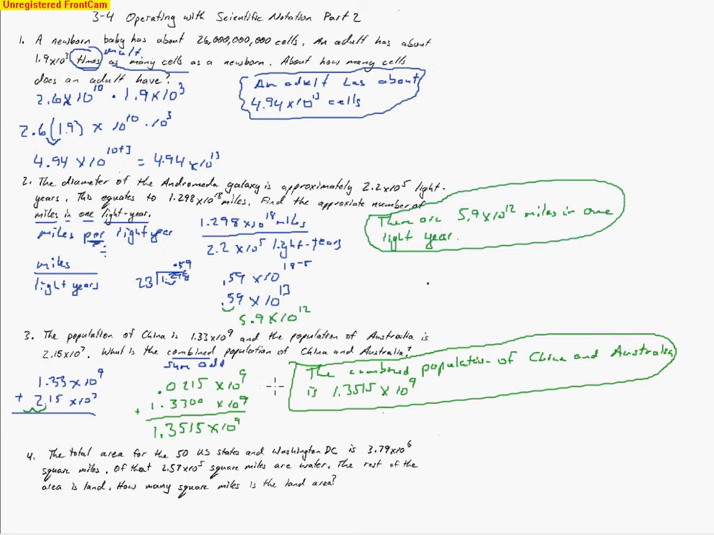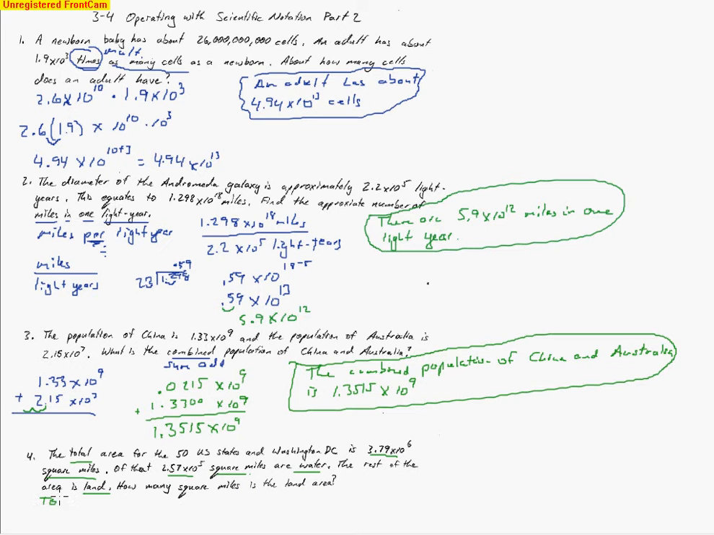Let's take a look at our last problem here. So it says the total area of the 50 U.S. states and Washington, D.C. is, and then they give us the number in square miles. And so this is a total. And of that, this amount of square miles are water. And so the rest of the area is going to be land. So how many square miles are land?